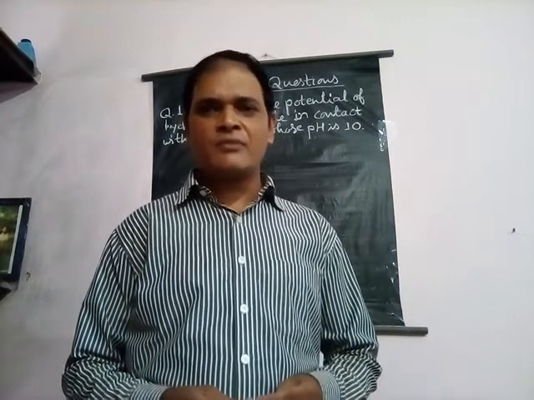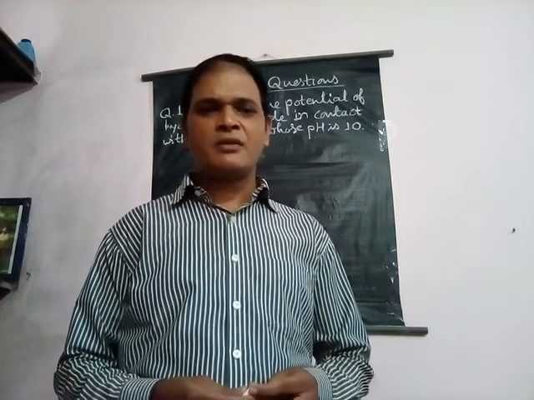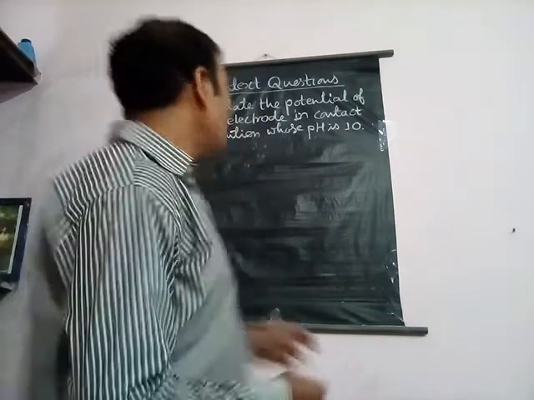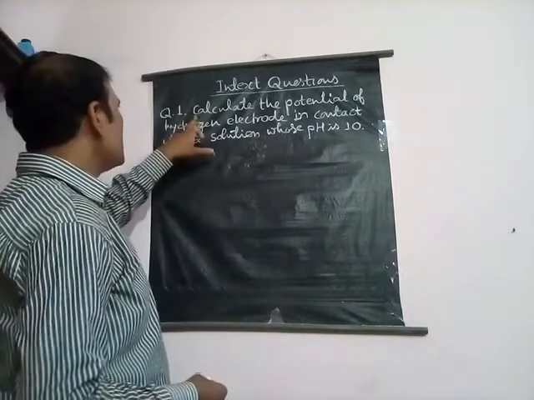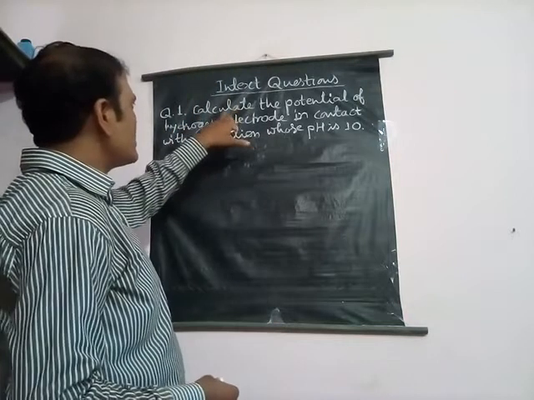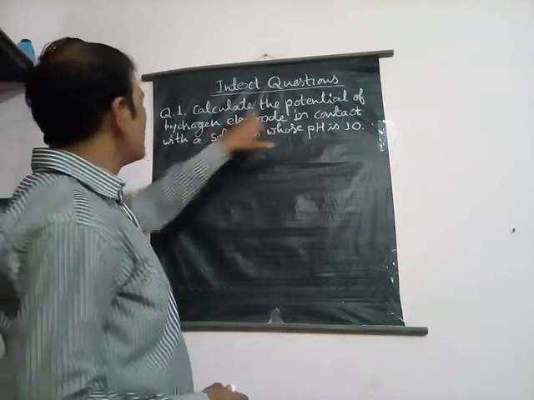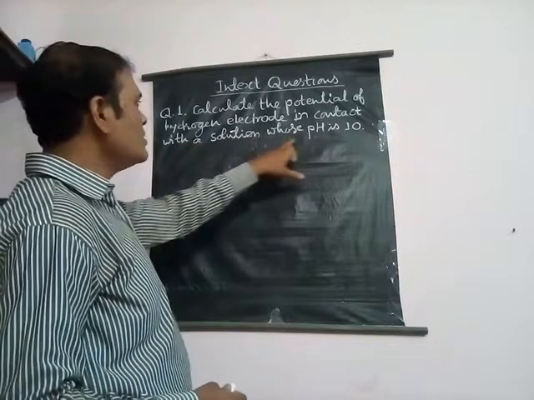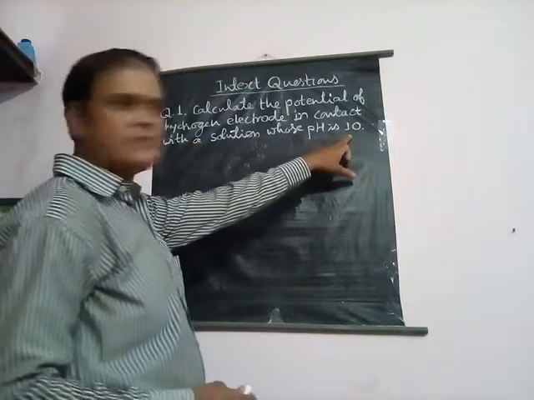Here I am taking first of all question number 3.4. So what is that question number 3.4? We will see here. Calculate the potential of hydrogen electrode in contact with a solution whose pH is 10.